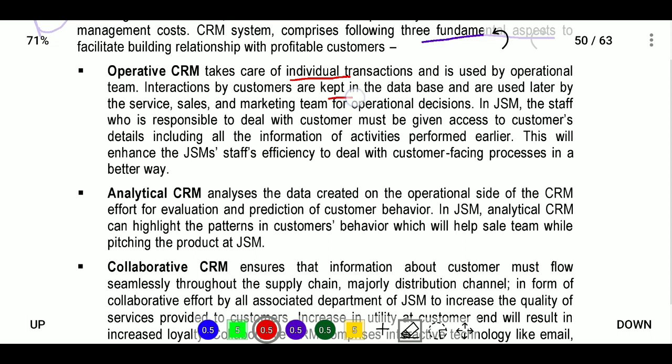Interactions by customers are kept in a database and used later by services, sales and marketing teams for operational decisions. In JSM, the staff who are responsible for dealing with customers must be given access to customer details, including all information of activities performed earlier, so that in case the person is asking for information, they have it. This will enhance JSM staff efficiency to deal with the customer facing process in a better way. If you know who is getting a loss and who is getting a profit, in our case B's margin is good, but overall we will see it is a loss because of delivery cost. When you see the individual transaction, then only we know what is going right or wrong.